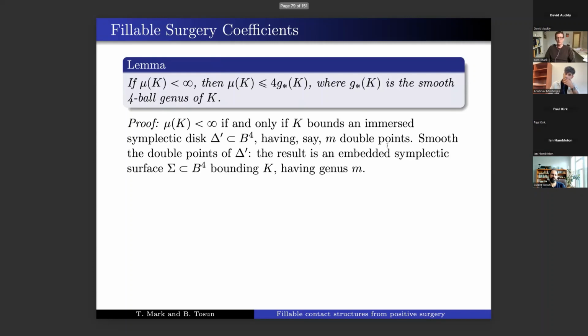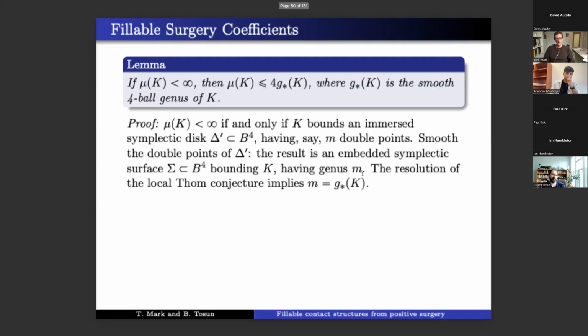So let's smooth the double points. You can do that symplectically, and then you get an embedded symplectic surface bounding the knot. Every time you smooth a normal crossing, you cut out the double point and glue in an annulus, so you increase the genus by 1 every time. You get a genus M surface, where M was the number of double points you had to begin with. But if you bound a symplectic surface of some genus, then that genus is the minimum over the genus of any smooth surface bounding the knot. So that M has got to be the four-ball genus.